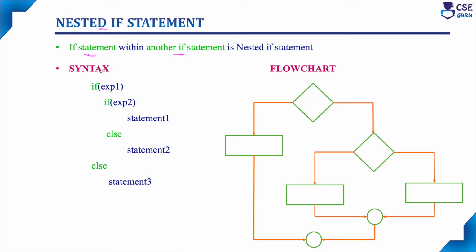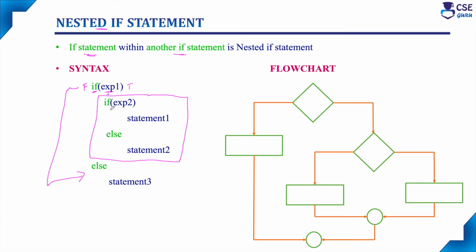So the syntax for nested if statement is: if expression 1. If this condition is true, it has to execute this part. And if this condition is false, it will go and execute the else part. So if you are checking here, this is the first if statement, and if this condition is true, it has to execute this part.